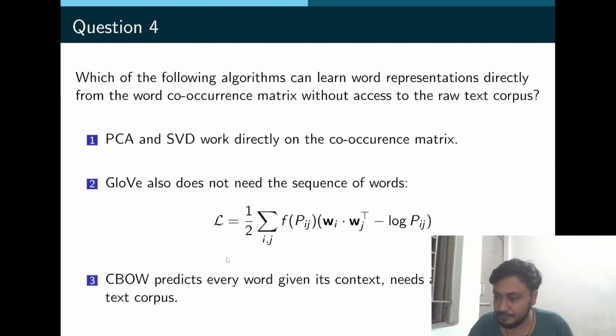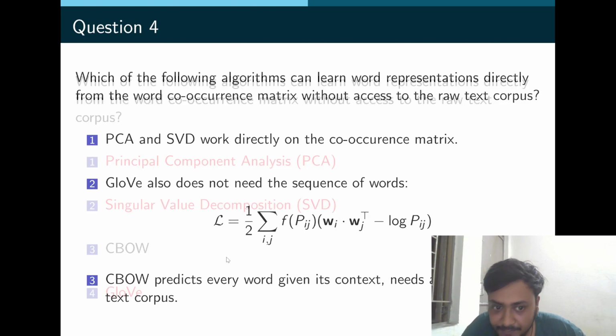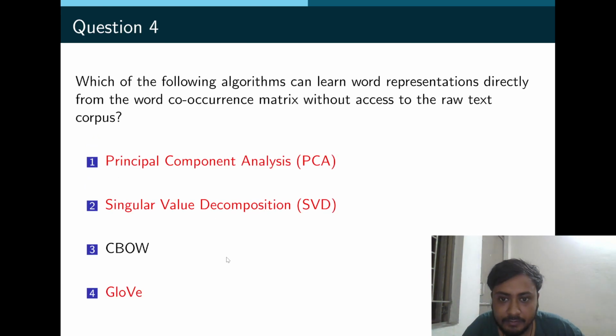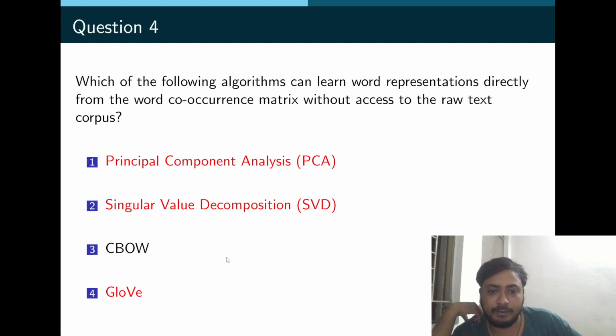So one question here: it is without the raw text corpus. If it is with the raw corpus, all will be correct, right? Yes, if you give access to the raw text corpus, all will be correct. But ideally, you need either one of them, either the co-occurrence matrix or the text corpus.